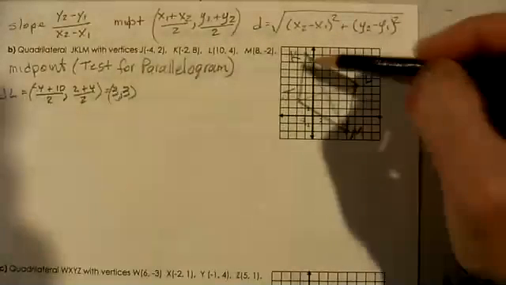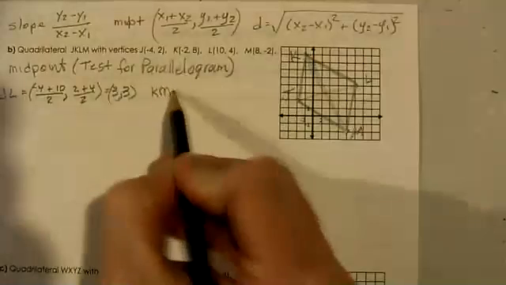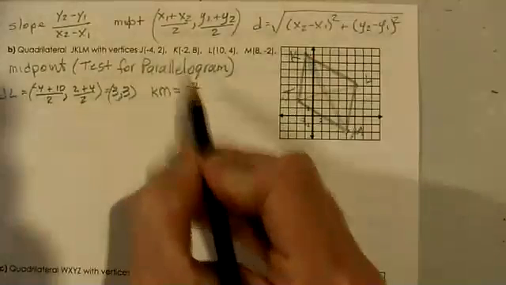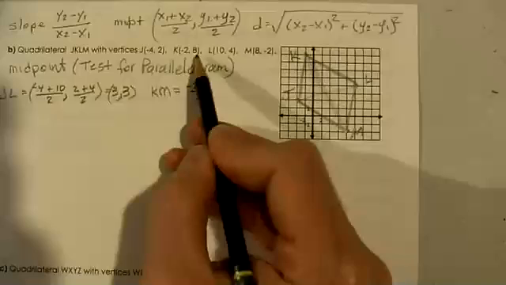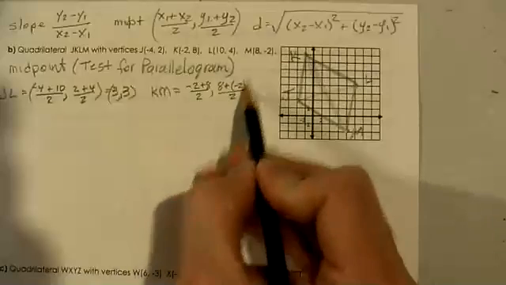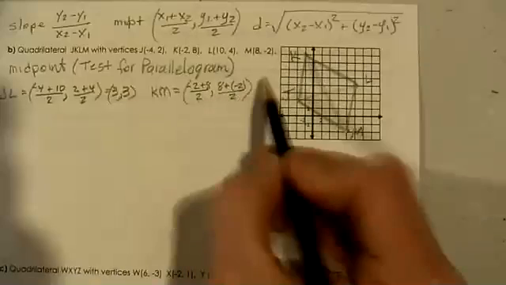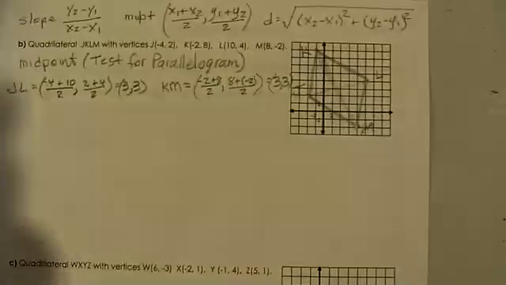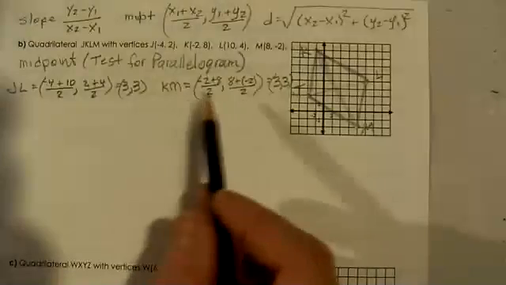And then we'll test the other diagonal, KM. Now we're going to test KM, and we're expecting it to be at the same location if it is a parallelogram. So you take your x's, -2 plus 8 divided by 2, and 8 plus -2. Notice how I use parentheses around that. So this is going to be 6 divided by 2, and this will be 6 divided by 2. So yes, we get 3, 3. The diagonals have the same midpoint, so that proves it's a parallelogram.